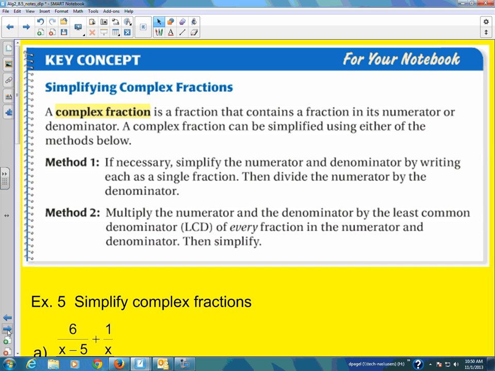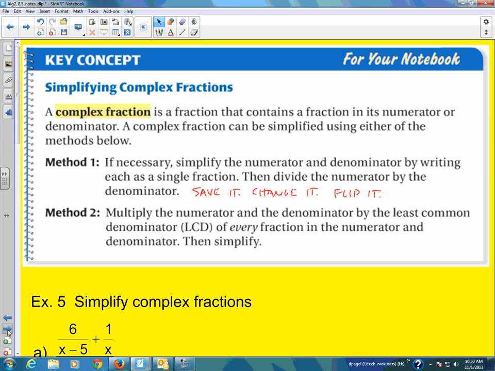Method number 1: if necessary, simplify the numerator and denominator by writing each as a single fraction, then divide the numerator by the denominator. And in that case, we know this to be our situation where we save it, change it to multiplication, and flip the second rational expression over. Save it, change it, flip it.